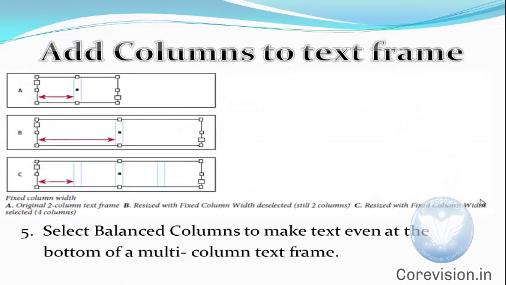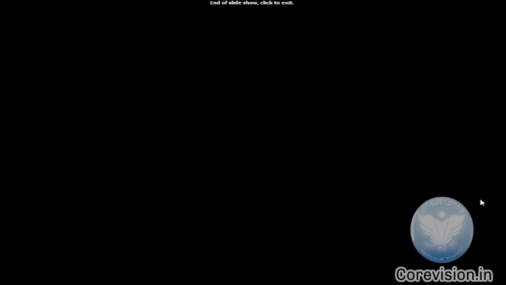Here, A is the original two-column text frame, B is resized with Fixed Column Width deselected, and C is resized with Fixed Column Width selected. Select Balance Columns to make text even at the bottom of a multi-column text frame.